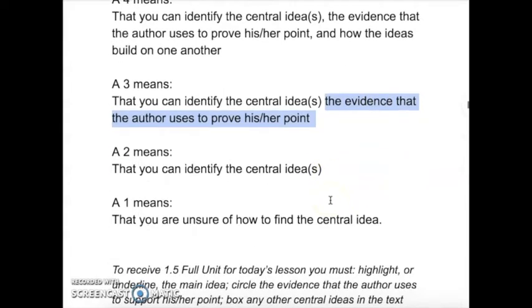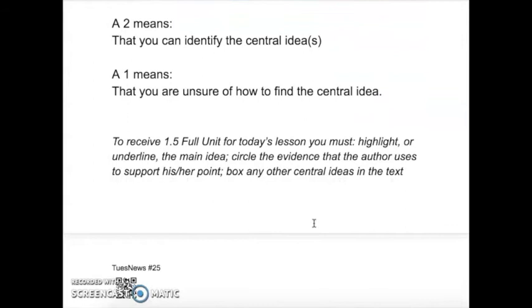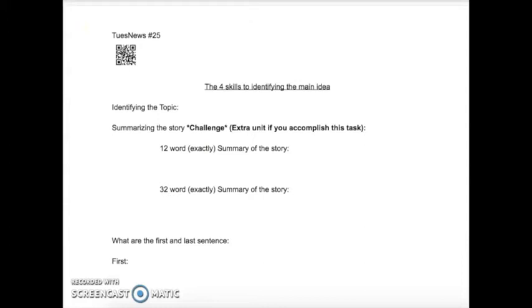And if you're at a 1, that means you are unsure of how to find the central idea of the text. That is okay. Please rate yourself properly so that I can see those and discuss the article in a more effective way so that you can understand. To receive a unit and a half for today's lesson, you must highlight or underline the main idea, circle the evidence that the author uses to prove his or her point, and put a box around any other central ideas in the text. The worksheet for today's lesson looks a little different than it has in the past.